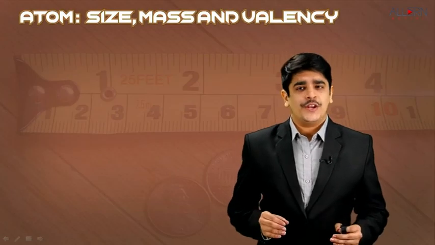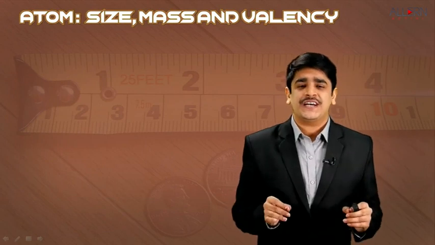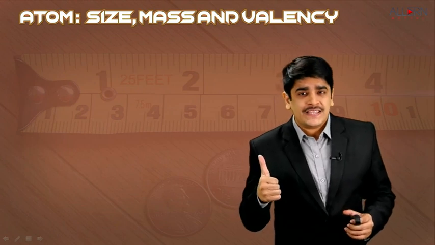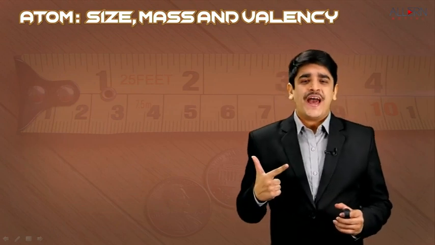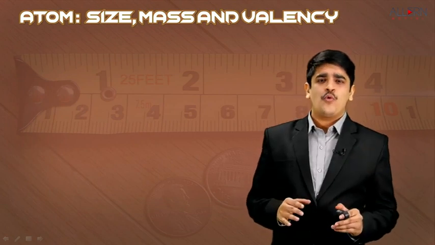Welcome back. Now in this particular module, we have a total of 3 concepts that we are going to discuss in detail. Who are they? The first one is atomic size, the second one is atomic mass, and the third one that we are going to discuss is called valency. Let's tackle them one by one.